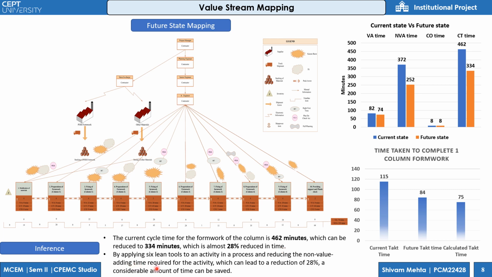By applying the six lean tools, we can reduce the process time as well as the non-value added time required for an activity, which can lead to 28% time saving as well as savings in the cost of the total project or activity.